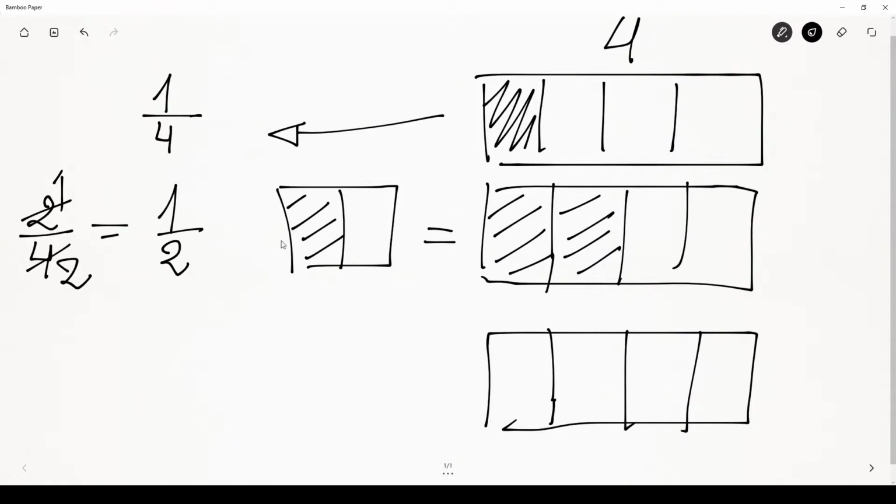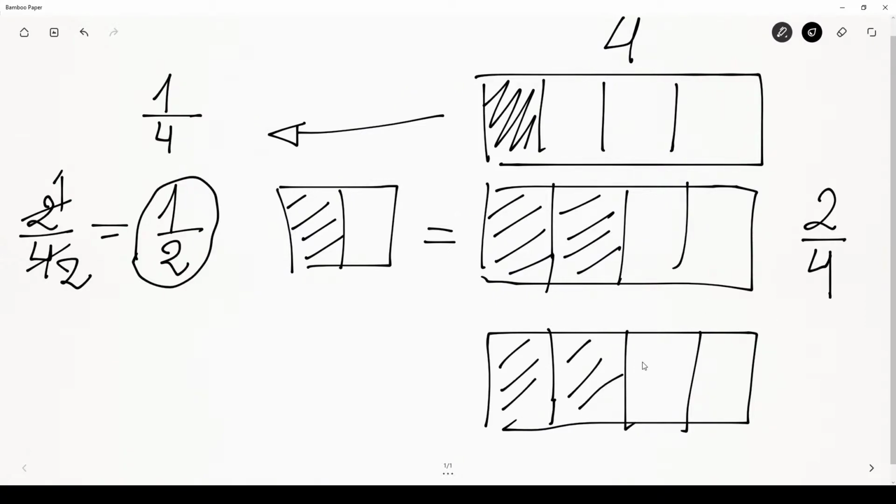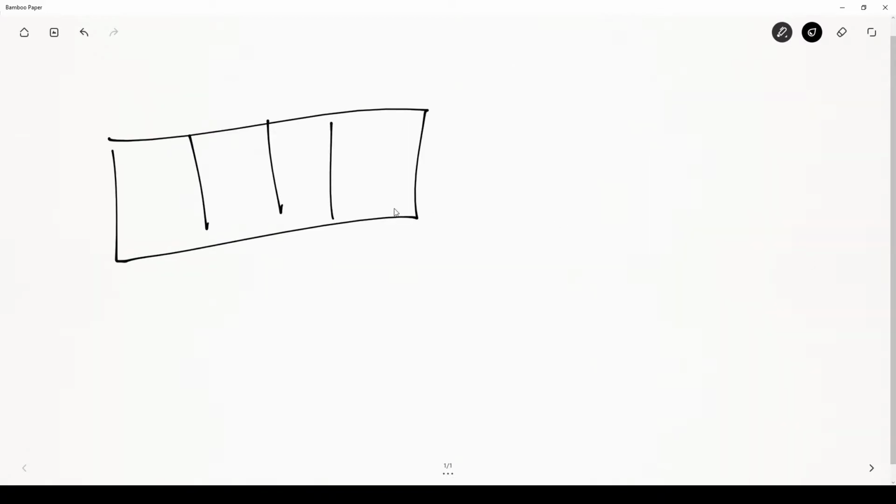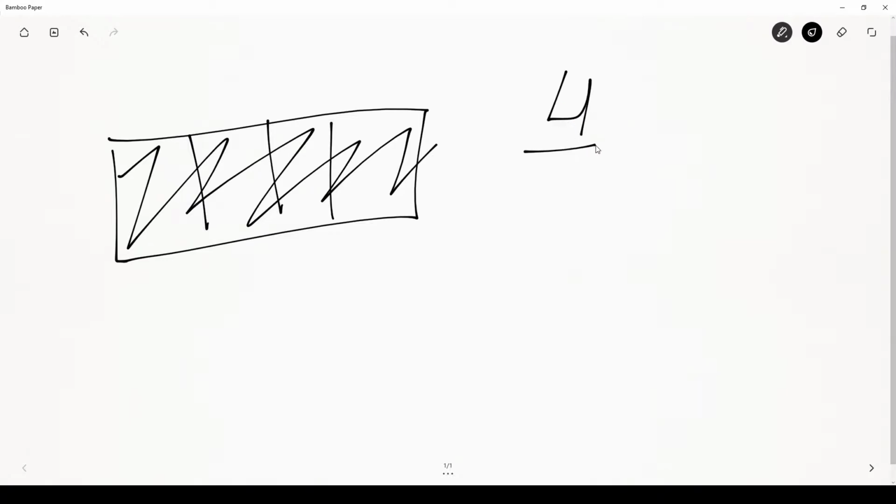So it's the same because this is half and this is half too. And now if we take 3 pieces out of 4, we call this 3/4. Now of course if we take all of the parts, that's 4 out of 4 parts, which is the whole thing, which is equal to 1.